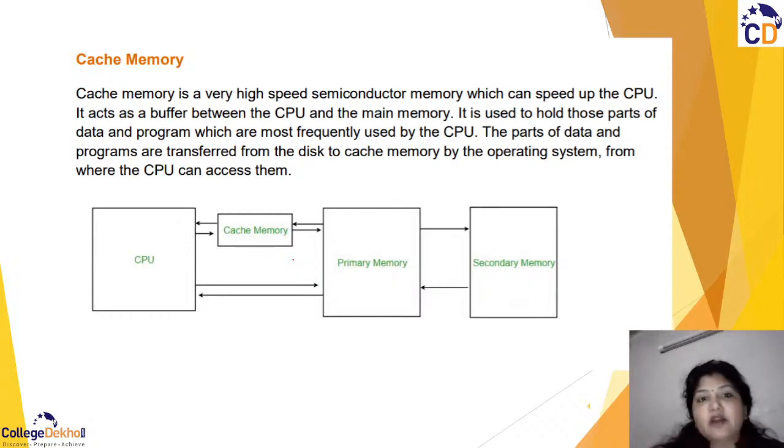Cache memory is a very high speed semiconductor memory which is used to speed up the CPU. It acts as a buffer, or you may say it is my backup. And where I am storing, it is replacing within seconds, because it is very high speed. It is providing you very fast results. So it acts as a buffer between the CPU and the main memory. So where does it lie? It is between the CPU and the primary memory, right?